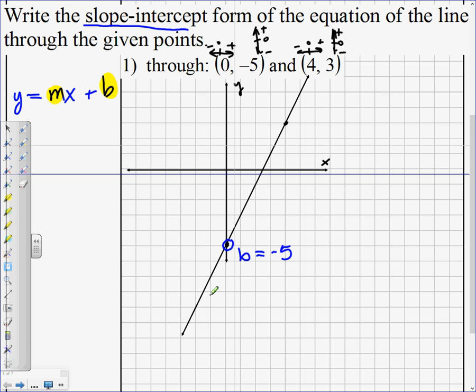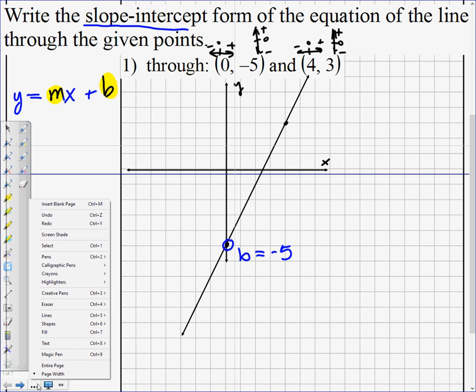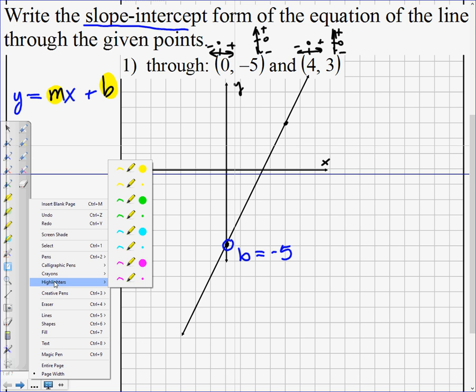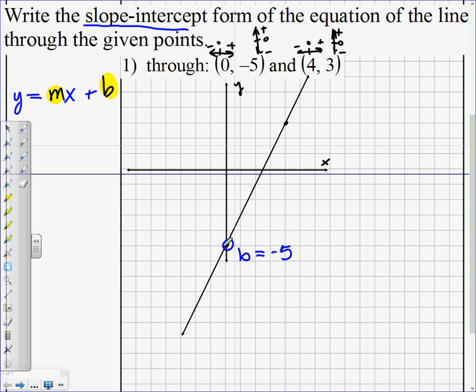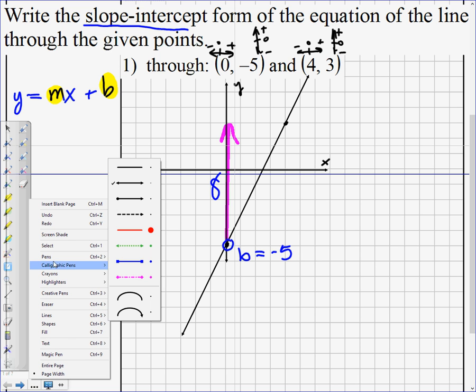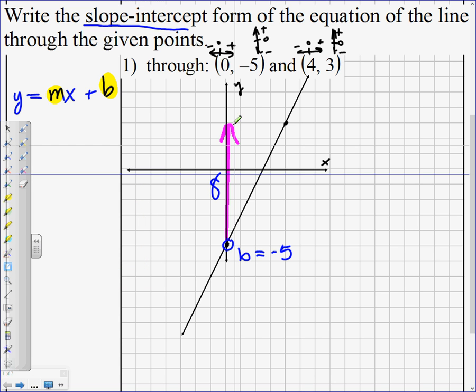Now to find the slope, I need to go from one point to the other. So I want to go from this point to that point. First, I'm going to go all the way up to here and count the number of lines. I went up 1, 2, 3, 4, 5, 6, 7, 8. I went up 8. Now I need to go to the left, I'm sorry, to the right, and I count the number of spaces that I went to the right. That'll be 1, 2, 3, 4. So I went 4 spaces to the right.